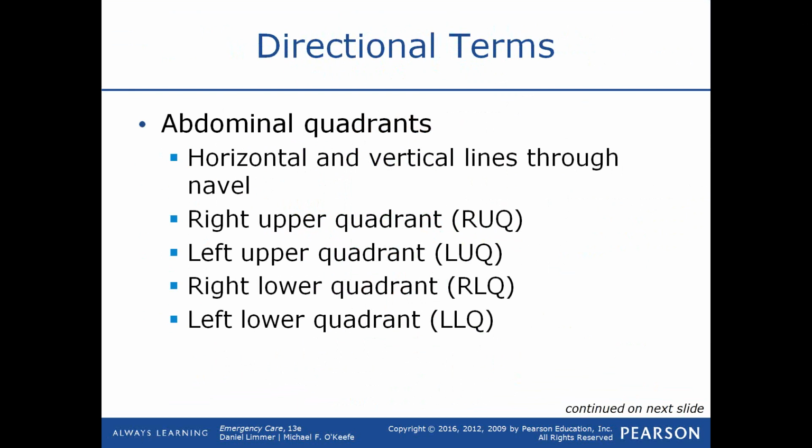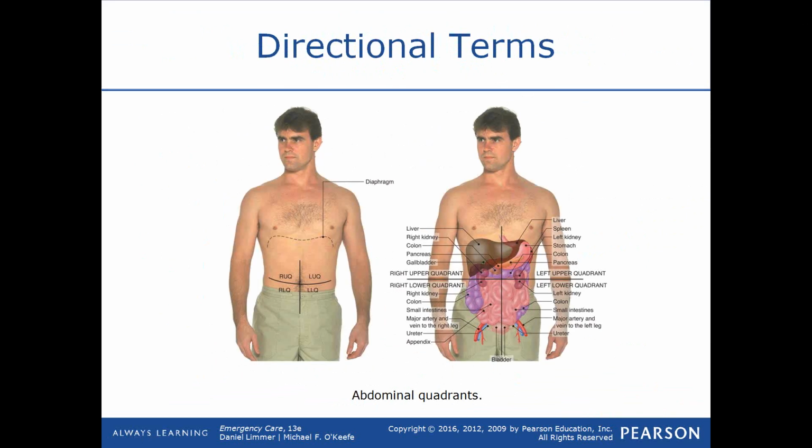The abdomen is divided into quadrants, a midline and a line drawn across the umbilicus, horizontal to the ground, will divide the abdomen into 4 quadrants: the right upper quadrant, the left upper quadrant, the right lower quadrant, and the left lower quadrant. And the whole purpose of dividing the abdomen into quadrants is to help us identify perhaps if they have pain in the right upper quadrant, we know the appendix is there. If they have pain in the lower left quadrant, we know the spleen is there.